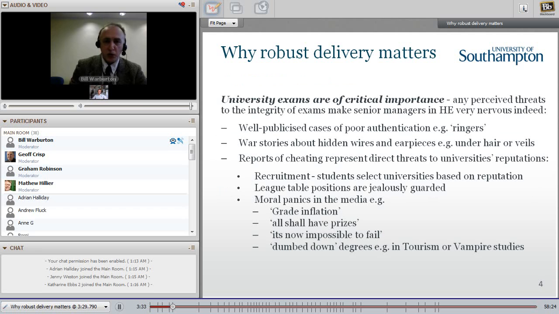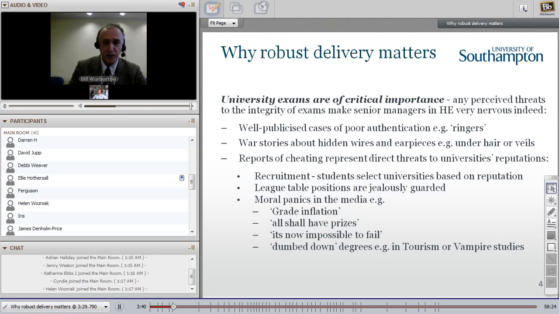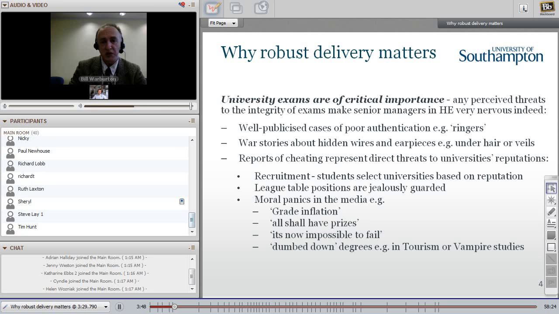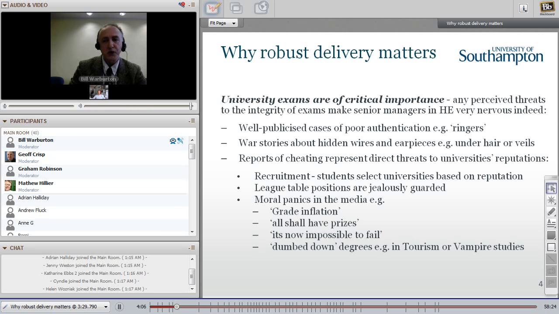So we know that university exams are of critical importance. Any perceived threat to the integrity of an exam will make the kind of people that manage us very nervous indeed. There have been numerous well-publicised cases of ringers, people sitting exams on behalf of people who we think are actually sitting the exams. This happens particularly with online exercises where it's difficult to be sure of people's identity.